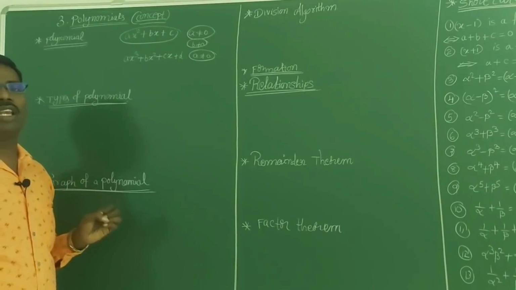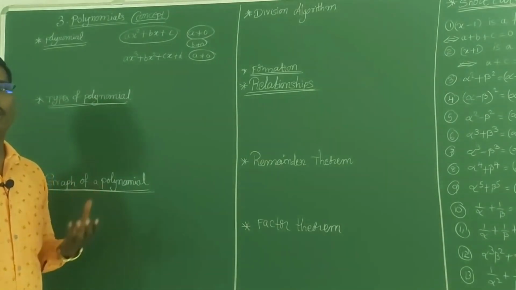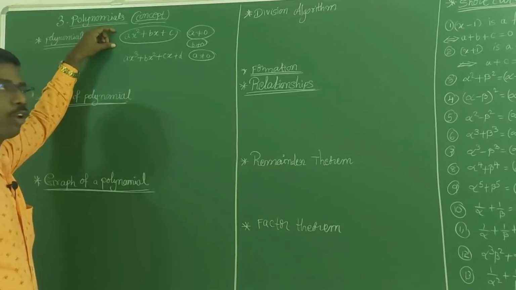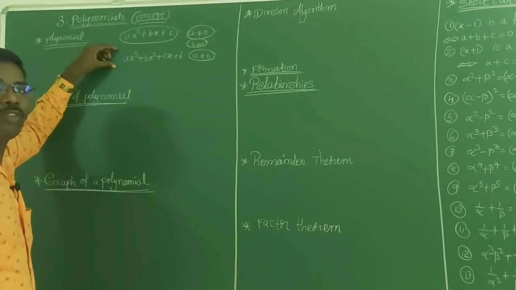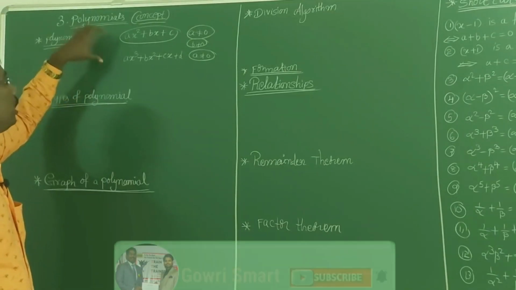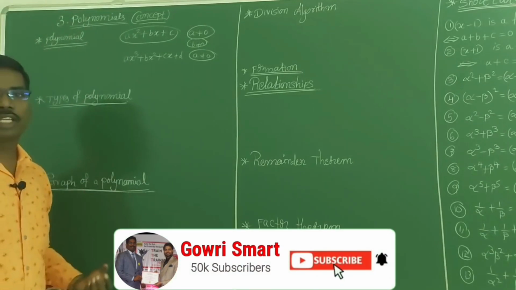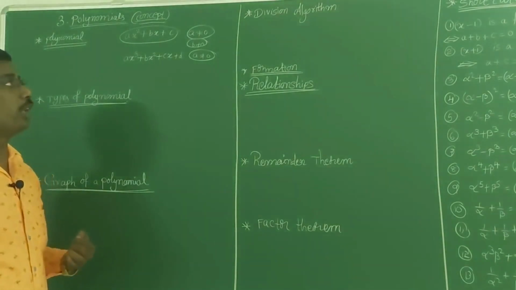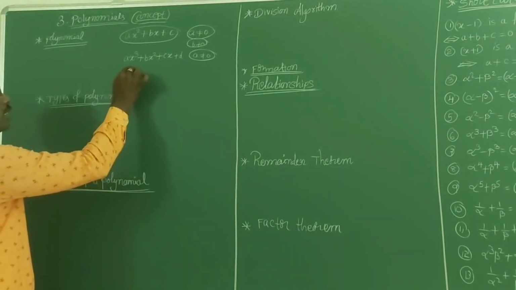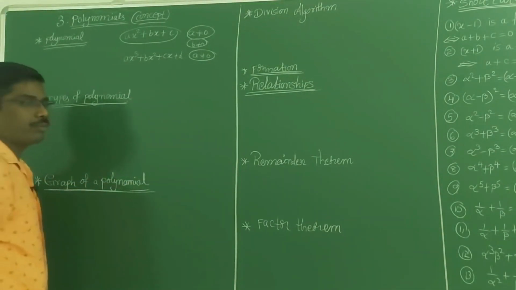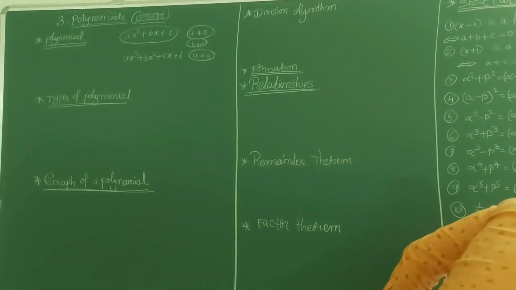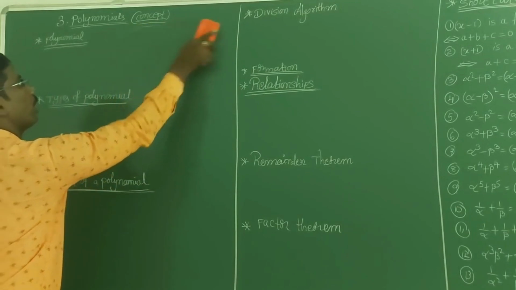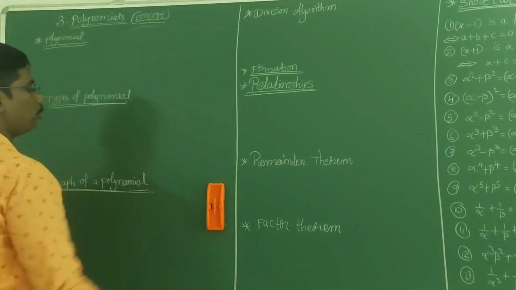In polynomials we are going to discuss many things. This is the standard form of a quadratic polynomial and this is the standard form of a cubic polynomial. We will discuss the zero polynomial, zero of the polynomial and degree of the polynomial. They will ask the degree of the polynomial. For the degree, we have to see the highest power of the polynomial.